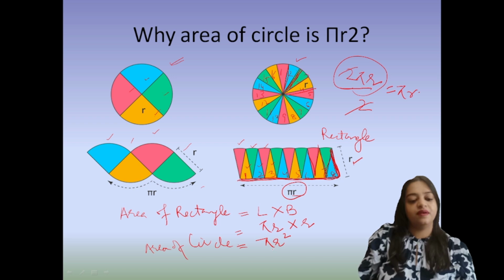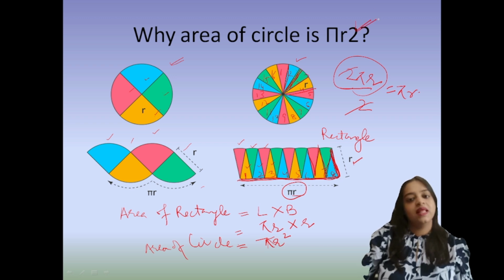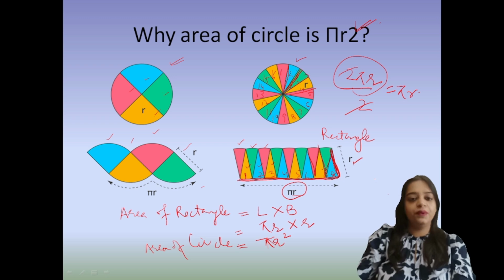So you have done this formula in class 7 that area of circle is pi r square, but why it is pi r square, that I have explained. And even you will be using this area of circle as pi r square in your classes 9 and 10 also, so you must know how it comes. I hope it will be clear to you.